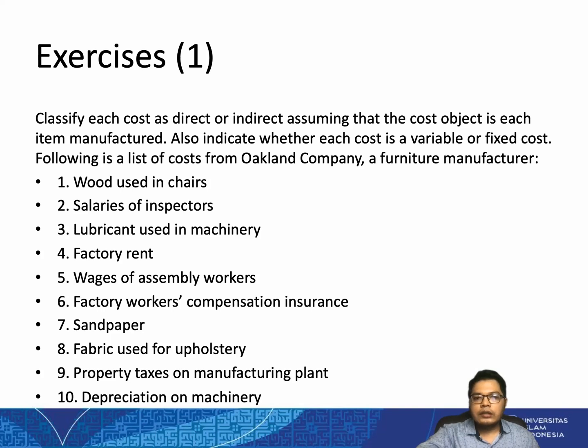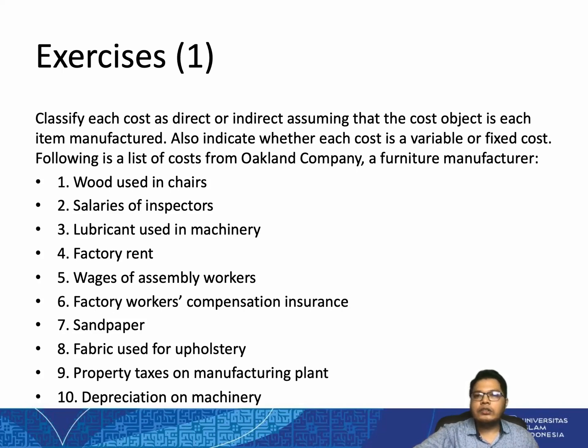Wood used in chair. I think this is included in the material. Okay, wood. Salaries of inspector. This is included in the labor. Lubricant cost is in the material. Factory rent, what is this? Is it material? Sorry, is it labor? No, perhaps no. Wages is usually labor. Factory worker compensation insurance, perhaps labor. Sandpaper is some material. I think this is included in the material, usually used to smoothen the wood, to make the wood smooth. Fabric used for upholstery, this is some fabric used to cover the furniture. Property tax on manufacturing plant, so this is taxes on property, and there is also depreciation on machinery.